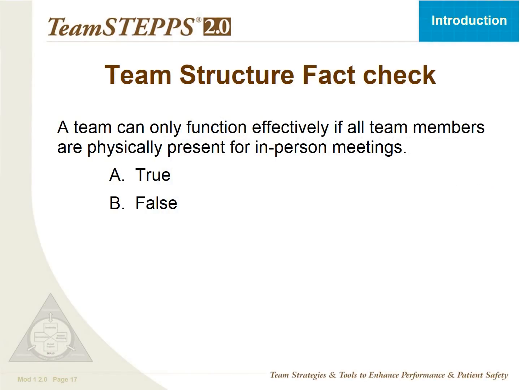Team structure fact check. A team can only function effectively if all team members are physically present for an in-person meeting. Is that true or is that false? The answer is false. While it is ideal to have everybody physically present, there are still other creative ways to be an effective team member even if you can't be there, like calling in or sending in a detailed report.